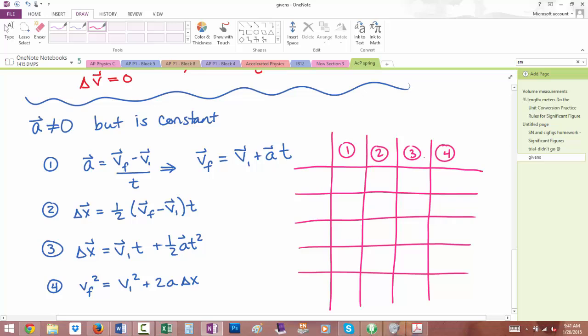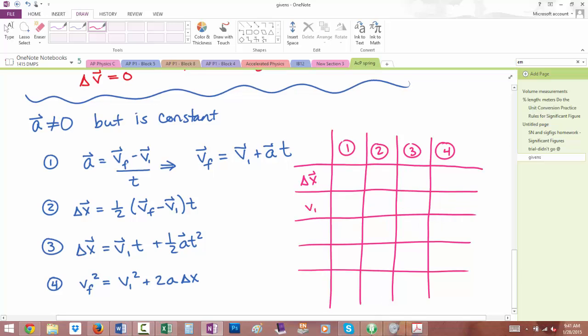What's one thing that you see in more than one equation? Delta X. Absolutely. Delta X exists in some of them, right? Does it exist in every single one? No. What else do you see? Besides Delta X, raise your hand if you can tell me something else. Velocity. Like what kind of velocity? Velocity initial and final. So there's velocity initial and there's velocity final.